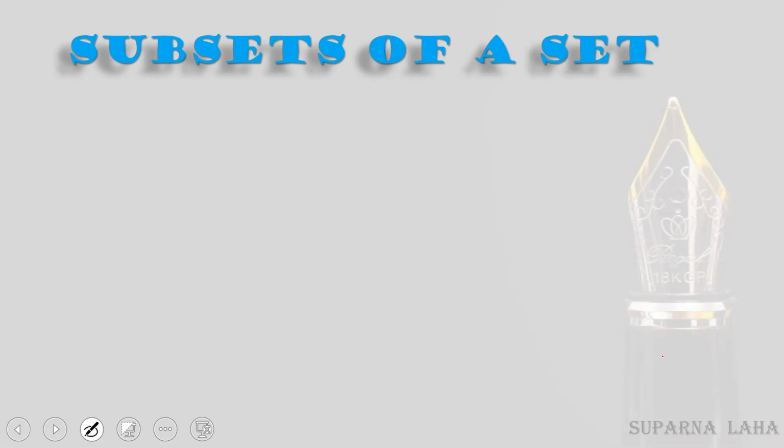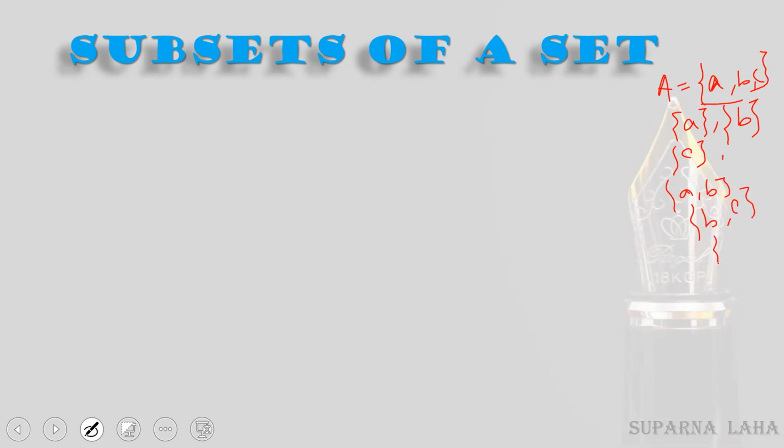But if one set is given, suppose the set A is given and its elements are a, b, c, then what are the subsets of this set? Now look at that. If we consider this set like {a}, then {b}, this is also a set. Take one element and make a set. This is also a set. Now take two elements and make pairs: {a, b}, {b, c}, {a, c}.